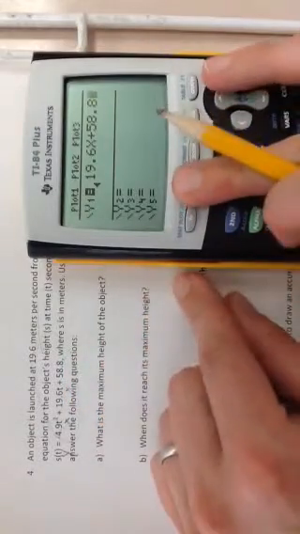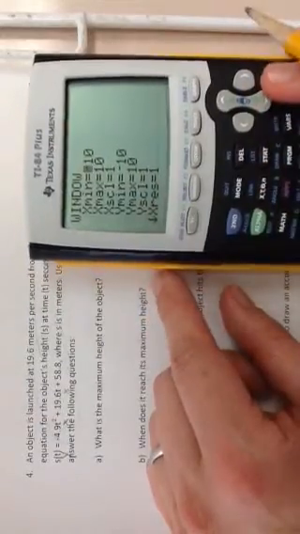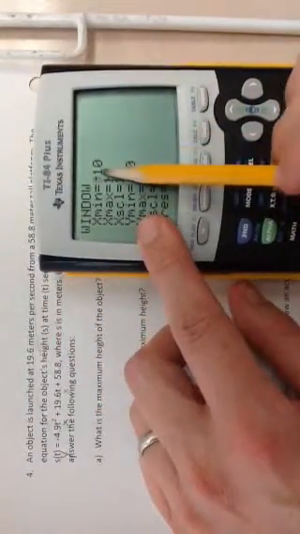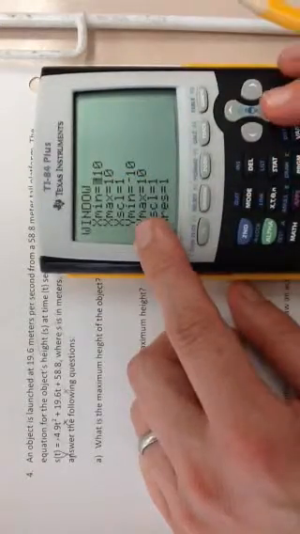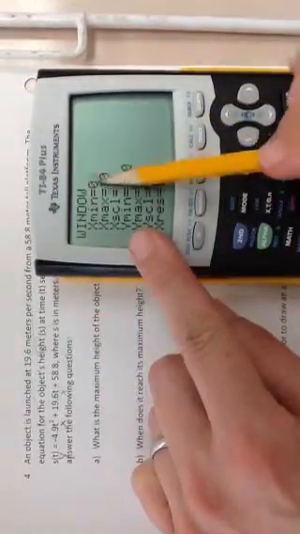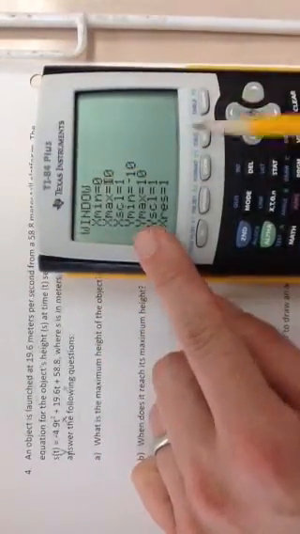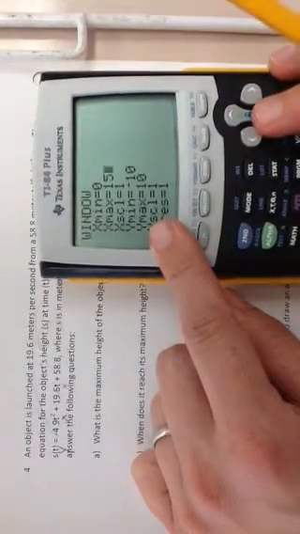Now I need to pick a good window. This is not a good window for this, because if you think about it, how many seconds do you think this is going to be in the air for? I mean, not negative seconds, so I really don't need to see much more than 0 for the smallest amount of time. And maybe 10 seconds. I might try up to 15 seconds just in case. We can change the window if we need.